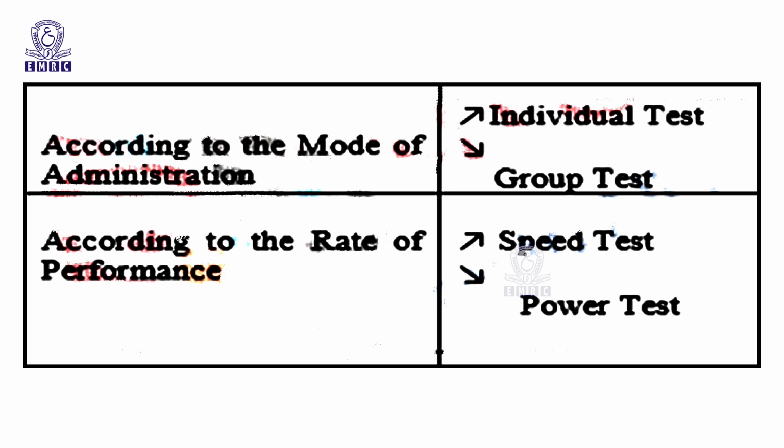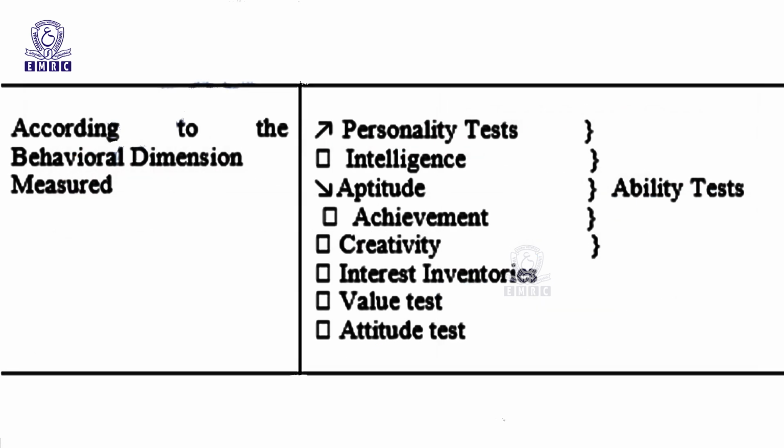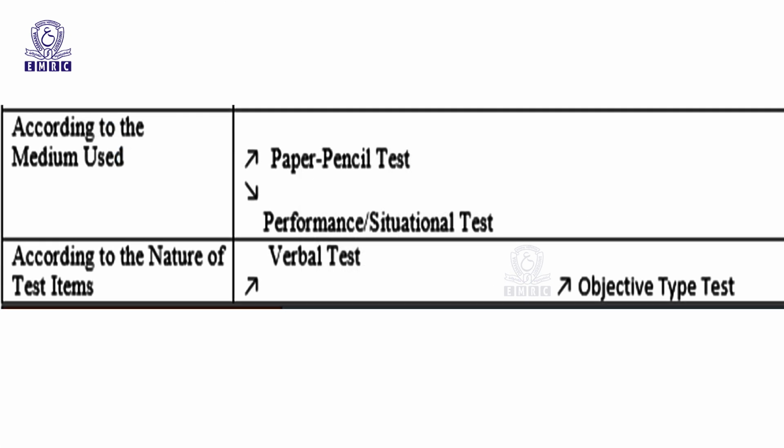According to the mode of administration, they are classified into two types: individual and group tests. According to the rate of performance, they are classified into two types: speed and power test. According to the behavioral dimension measured, they can be classified into personality tests and aptitude tests. Intelligence, achievement, creativity, interest inventories, value test and attitude test fall under this category. According to the medium used, they can be classified into paper pencil test, performance or situational test.